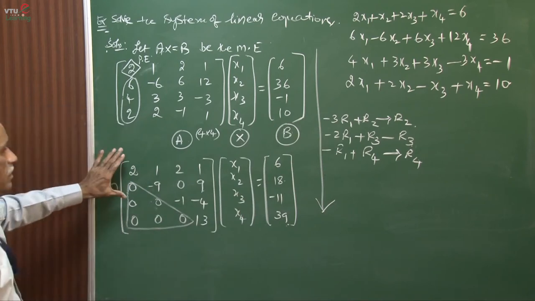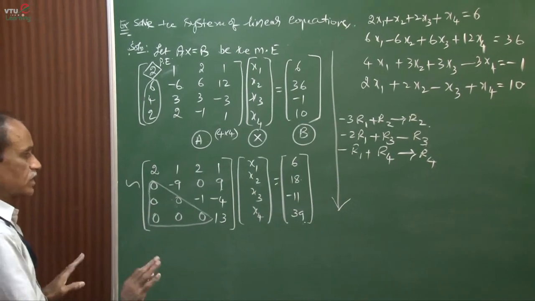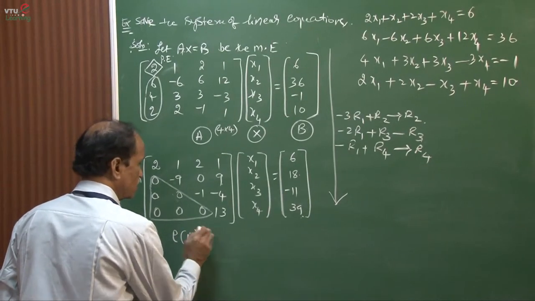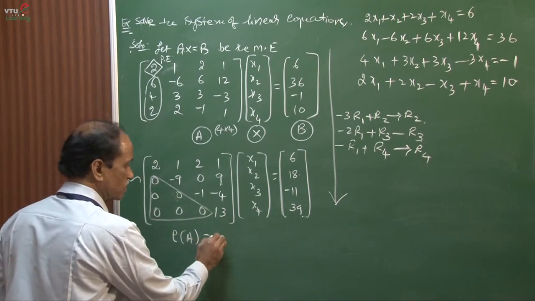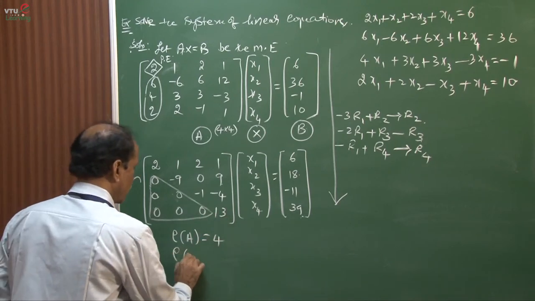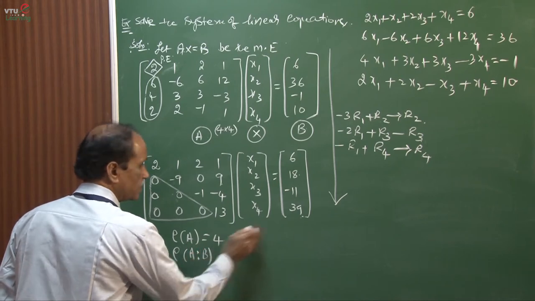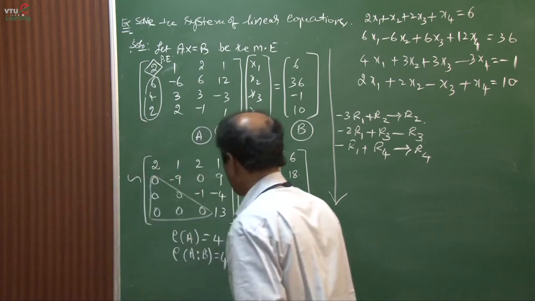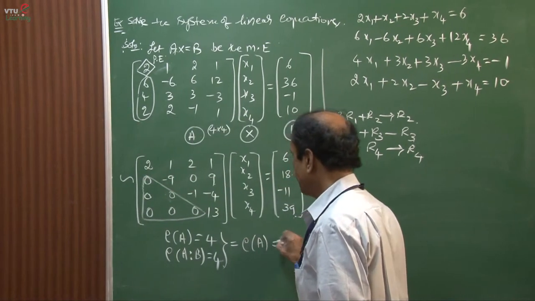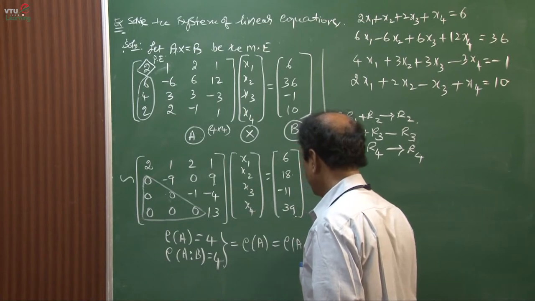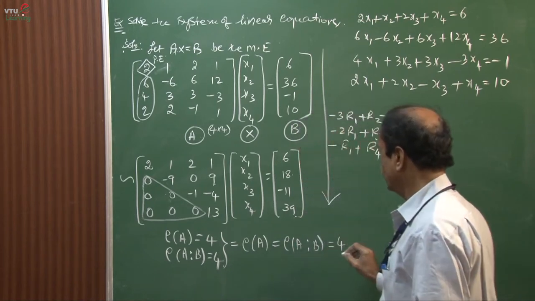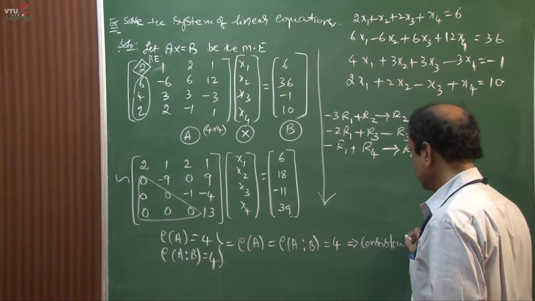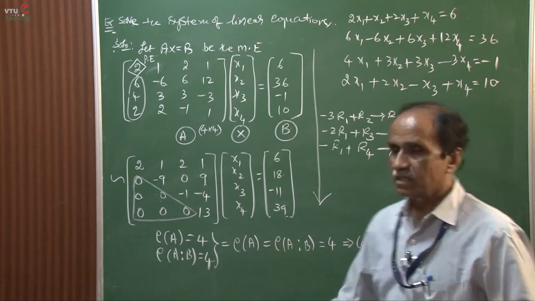Now, by the back substitution, what is the rank actually? That is rank of A is equal to the number of non-zero rows. 13 is not 0, therefore it is 4. And rank of [A, B], irrespective of this, is equal to 4 only, because this counts. Then what is your conclusion? Rank of A is equal to rank of [A, B], this is equal to 4. This implies consistent, because ranks are same.